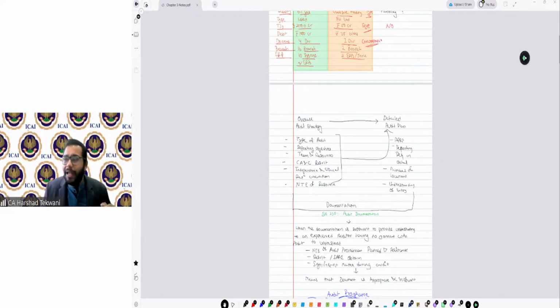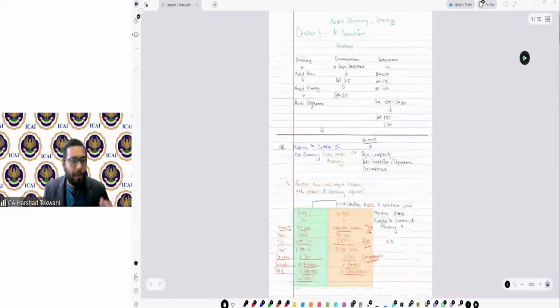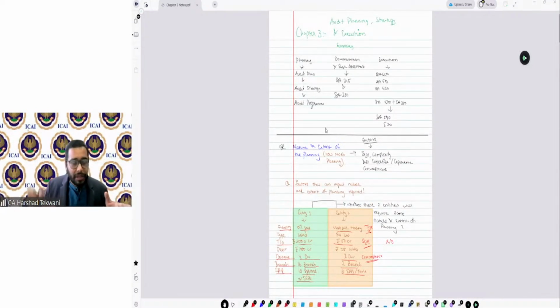So today we will be continuing the topic by focusing on the strategy and the execution part. As I said, audit planning and strategy we already did. Now the third part is the execution part. We will understand what the responsibility of the auditor is when it comes to the execution of the audit. Let me discuss one example and then we move forward by taking that example further.